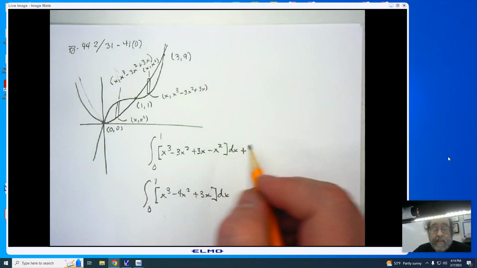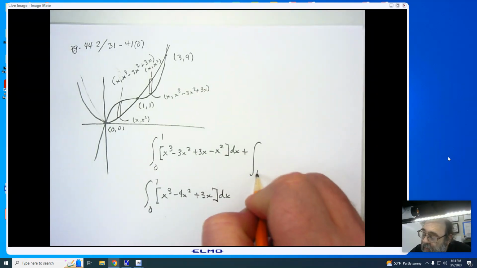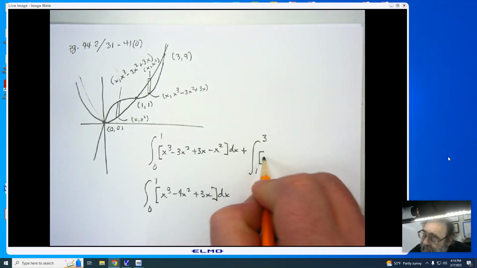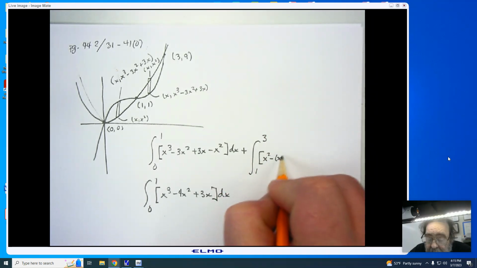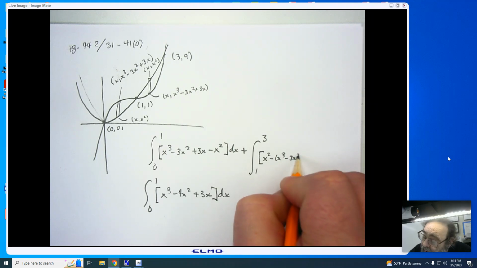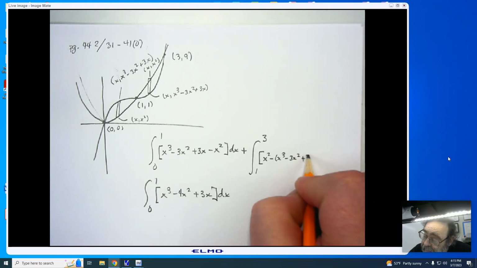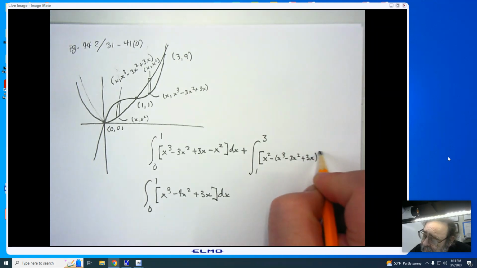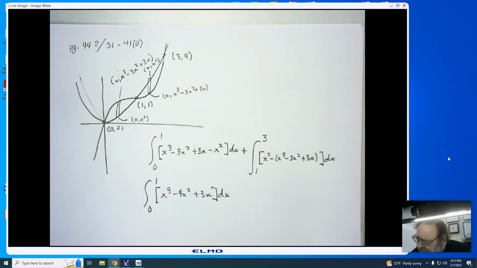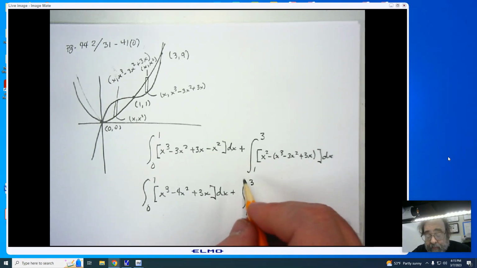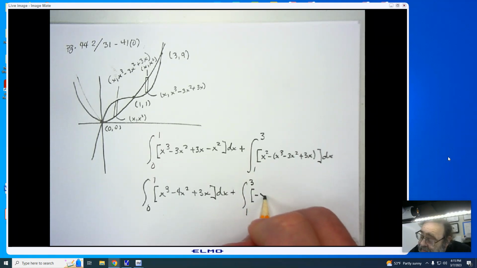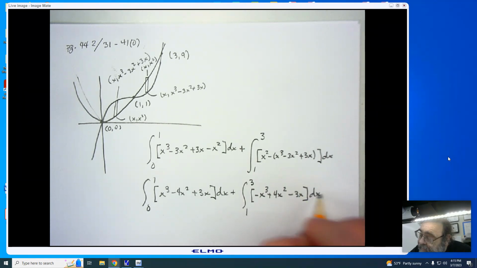Working with the second piece, we have 1 to 3, and now we have our x squared on top minus x cubed minus 3x squared plus 3x dx. Excuse me. This gives me the integration from 1 to 3. And we now get the opposite, negative x cubed plus 4x squared minus 3x dx.